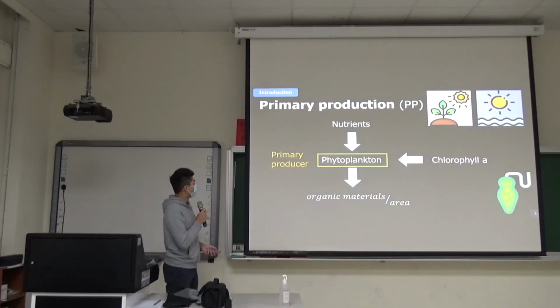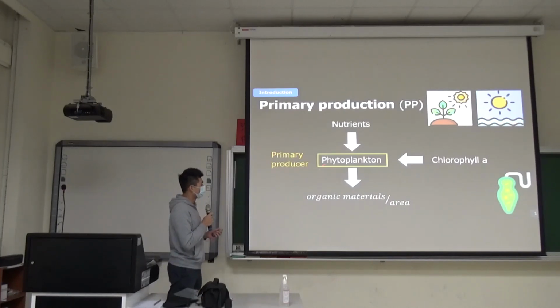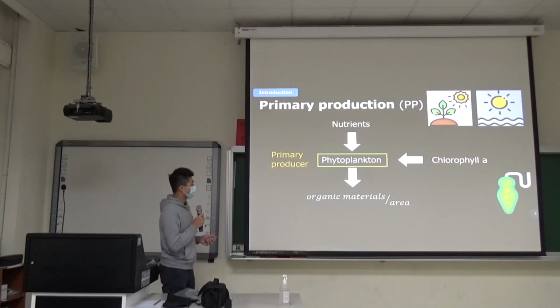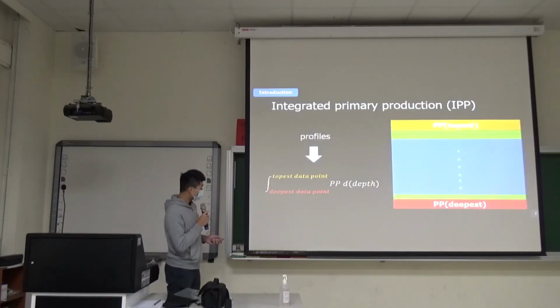First, we all know that the primary producer in the ocean is the phytoplankton. If the phytoplankton grow, they need nutrients. And if we want to know the amount of phytoplankton, we can use satellites to see the growth rate in the sea surface. The phytoplankton will produce organic materials in the oceans. So the amount of organic material in an area is the primary production that we need in this paper.